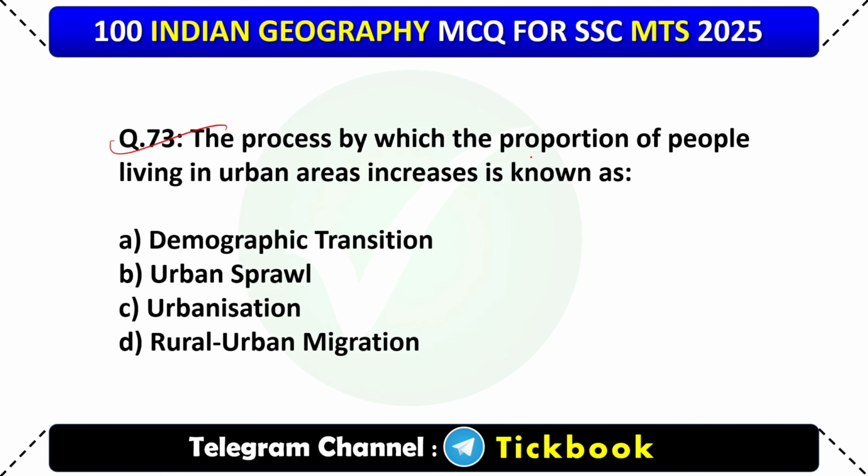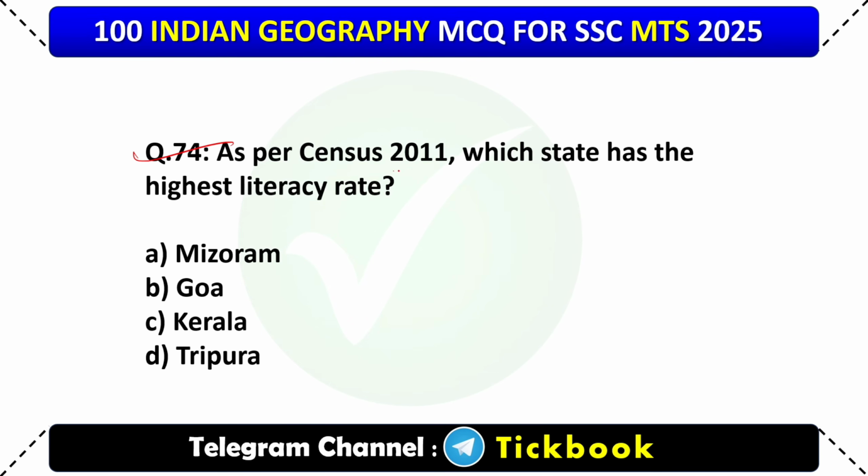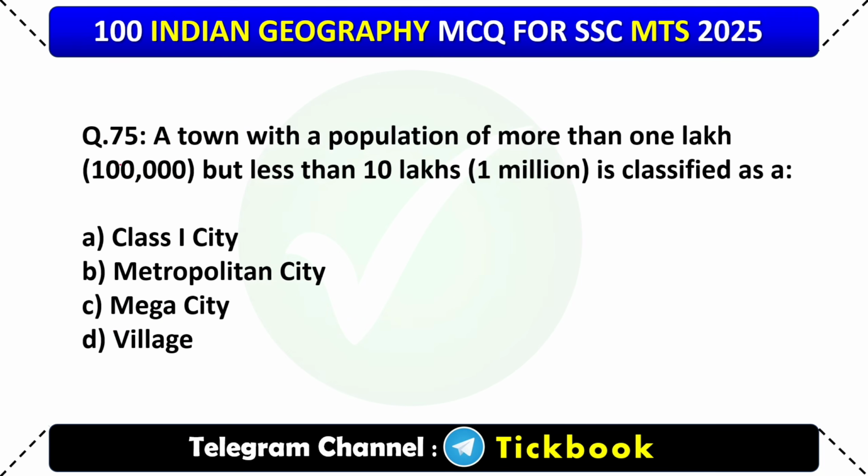73. The process by which the proportion of people living in urban areas increases is known as. Option number C, urbanization. 74. As per the census 2011, which state has the highest literacy rate? Option number C, Kerala.